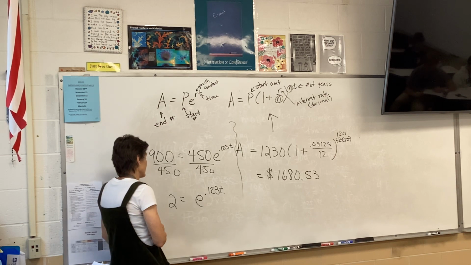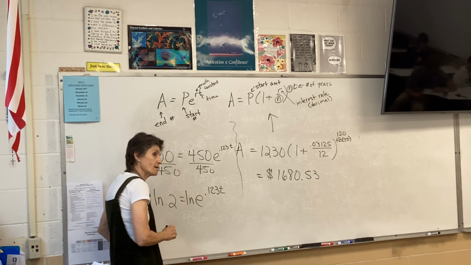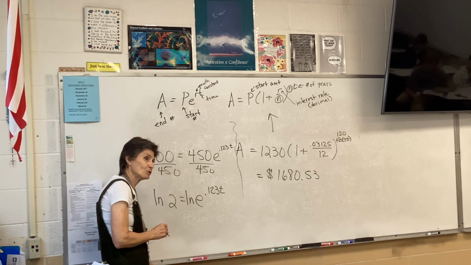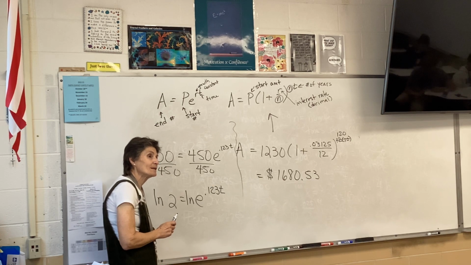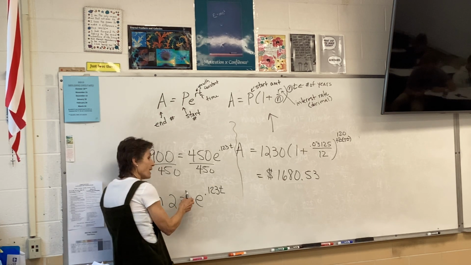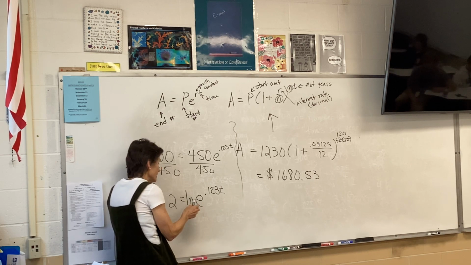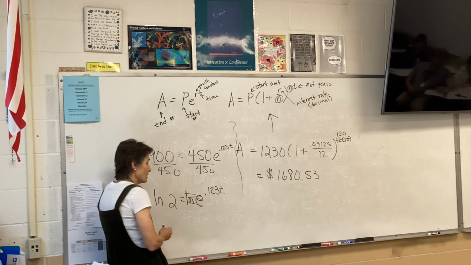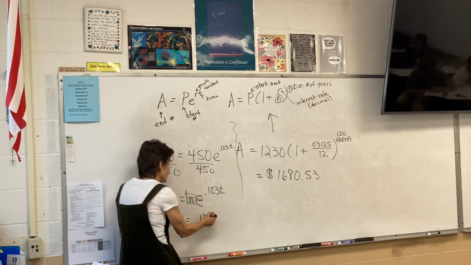Now, I'm gonna put an LN on both sides, and I want you to remember something that I told you. Giovanni? Log E. Well, when the E's match, you can cancel it out. Exactly. This guy right here, when an LN and an E are touching each other, that's gone. So LN2 equals 0.123T.